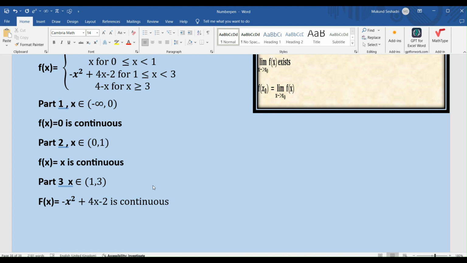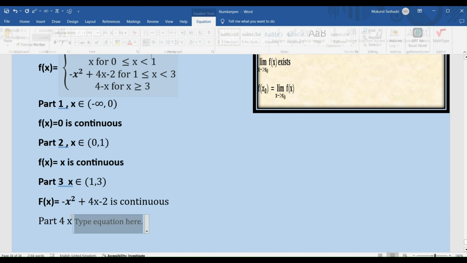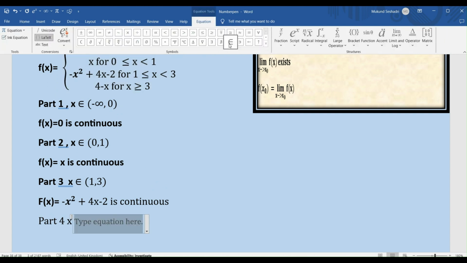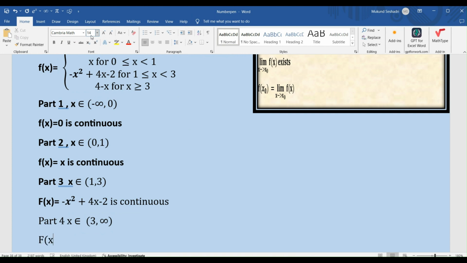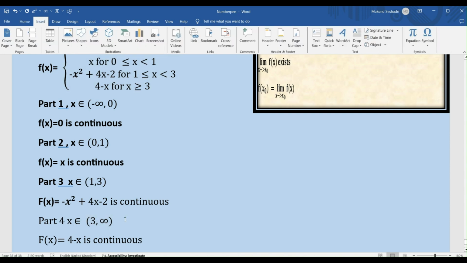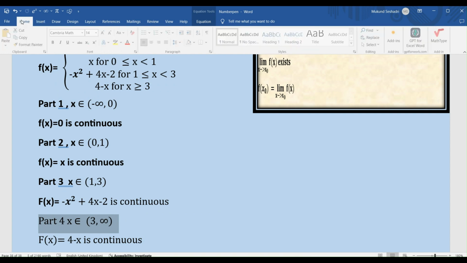So our part 3 is again continuous, and my part 4 is x greater than 3, right? And what is my x greater than 3? x belongs to the open interval 3 to infinity, right? And what is that? f of x takes the value 4 minus x, right? Again, a simple linear polynomial of degree 1, and therefore we can conclude that this function is continuous, right? So we have all the four parts done now. Now we'll examine the critical points, right?